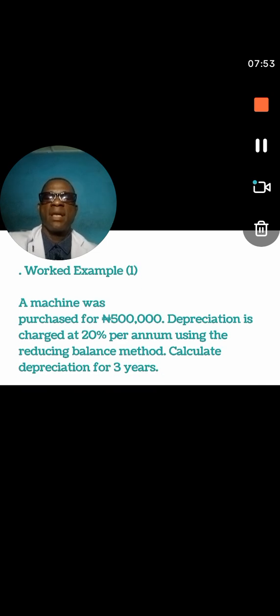Now let us take a worked example to see how this formula works. Worked example 1: a machine was purchased for 500,000. Depreciation is charged at 20% per annum using the reducing balance method. Calculate the annual depreciation. For us to calculate the annual depreciation, the rate is given and the cost is given. Those are the only two things we need.